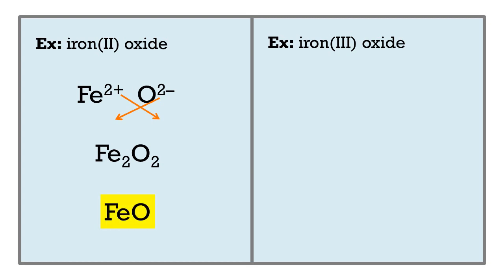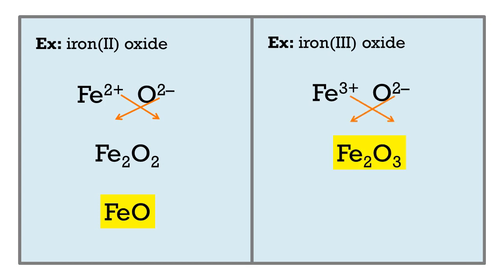For iron 3 oxide, the formula of iron 3 is obviously Fe3+, while the formula of oxide is O2-. By using the crisscross method, the formula will become Fe2O3. Ang ratio ng subscripts ay 2:3. This is already the smallest whole number ratio, so this is the final chemical formula.